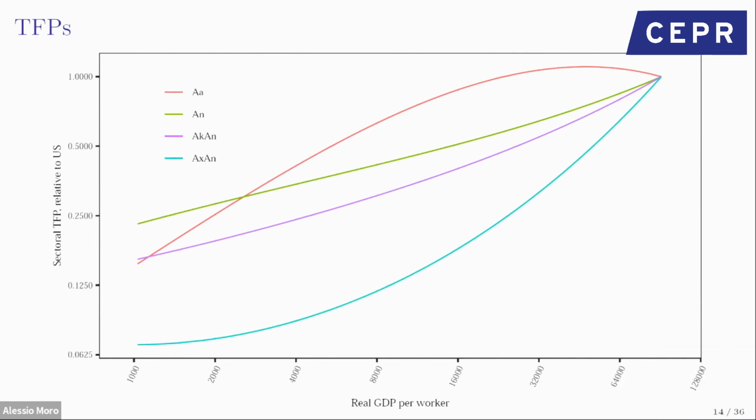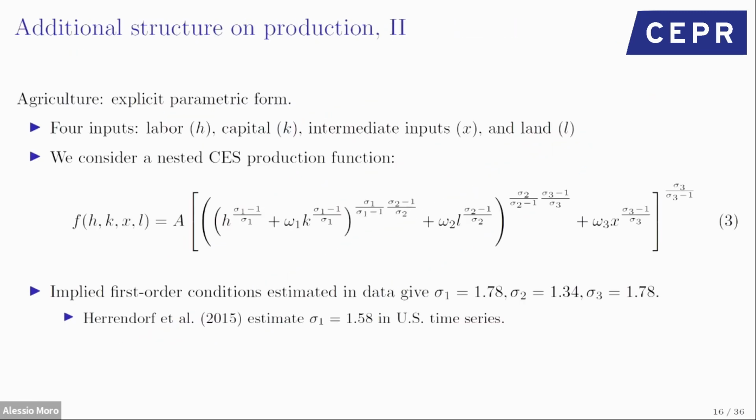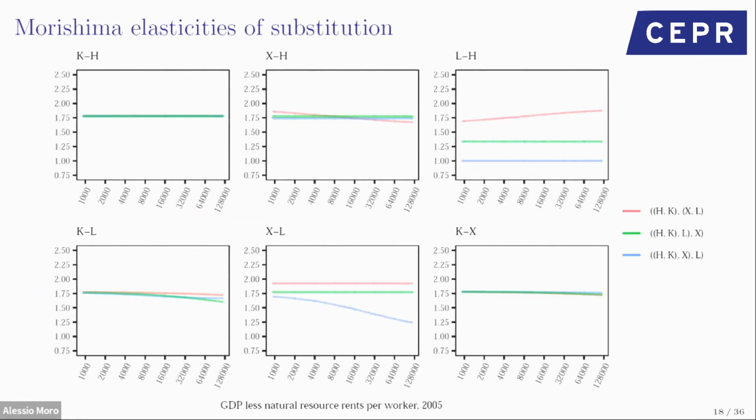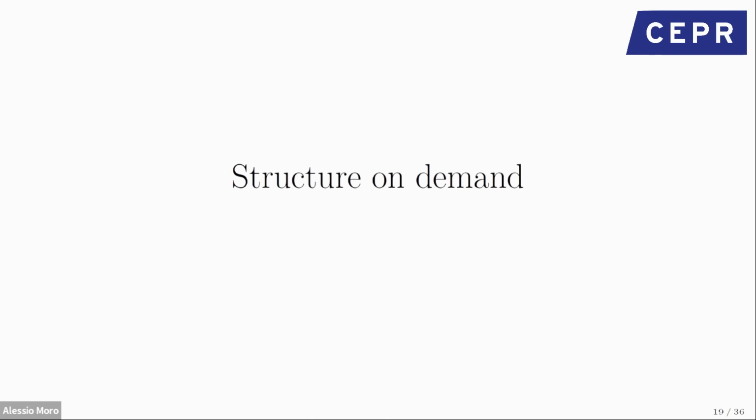Okay, I should speed up a little bit. 10 minutes left. So, yeah, let me be fast on the next one, which is the preference structure.